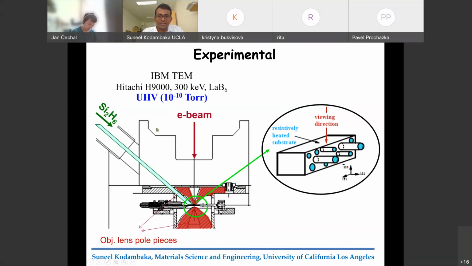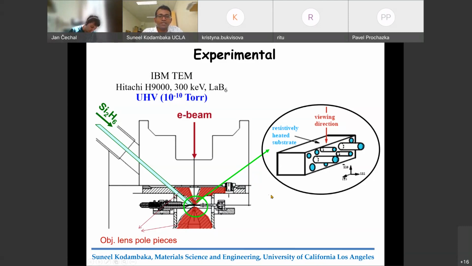And I must emphasize that all these experiments were done in what I'm going to call the IBM TEM, because this is rather old. It's from the early 1990s. It's a 300 kV LaB6 filament TEM, but the key aspect of it is that it's ultra high vacuum. And to my knowledge, there are very few ultra high vacuum TEMs that are currently operating in the world. And towards the end of the talk, I'll make one comment about it.